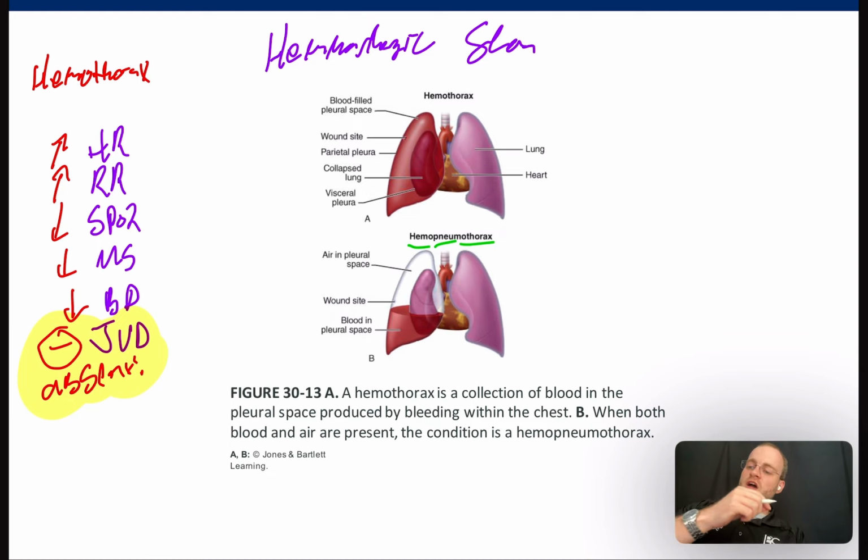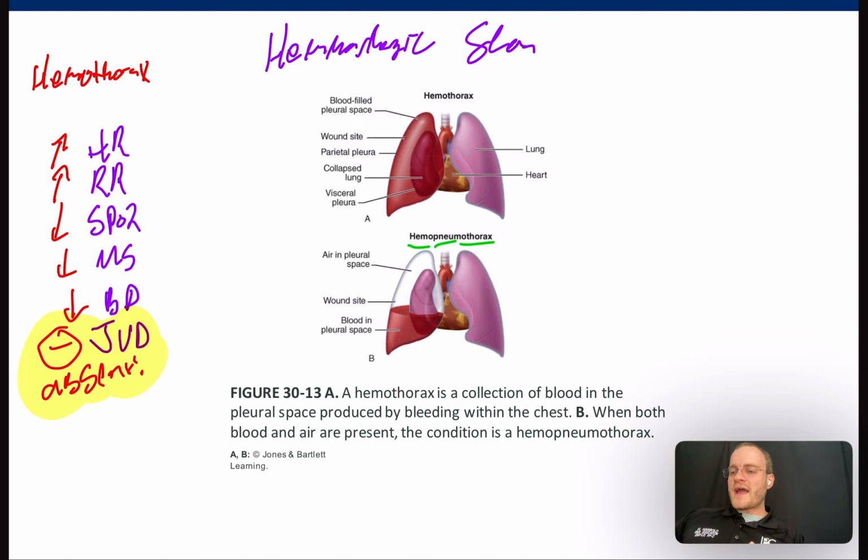So this means there's blood and air in the thorax. And so you would ask yourself, well, if a broken rib causes bleeding and it can also puncture the lung, wouldn't this be pretty common? It is very common. It's more common for someone to have a hemopneumothorax than just a straight up hemo or a straight up tension pneumo. Usually they go together, okay?